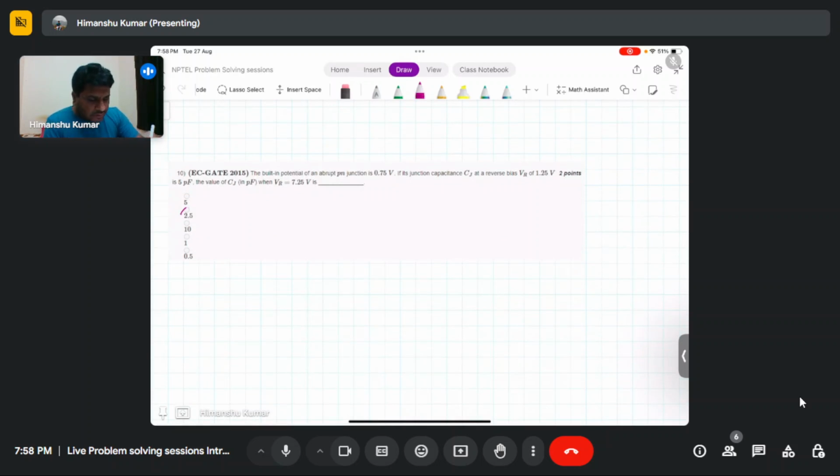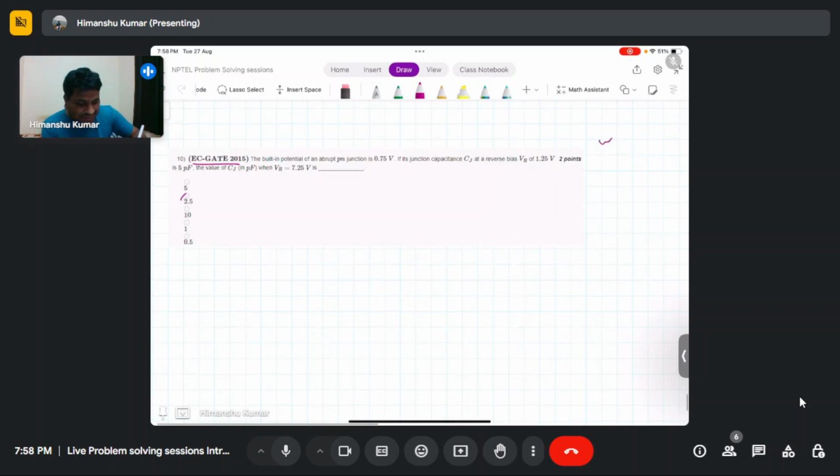Okay, so let's move to the next problem. This was a GATE 2015 question, and this is one of the times I appeared in this exam and I did it wrong that time.